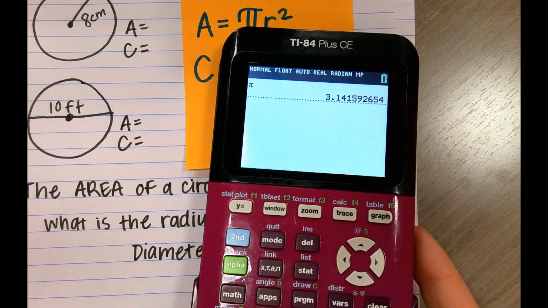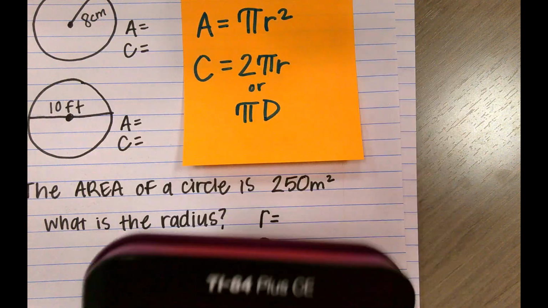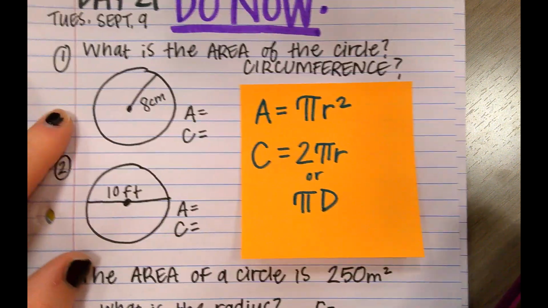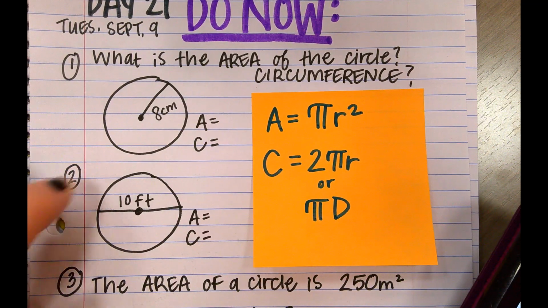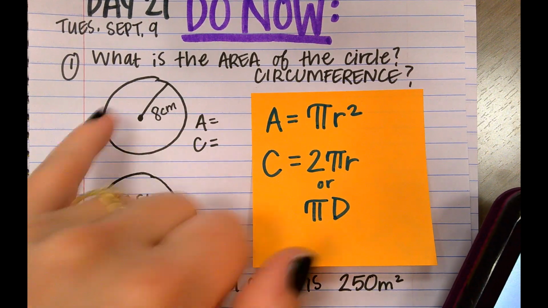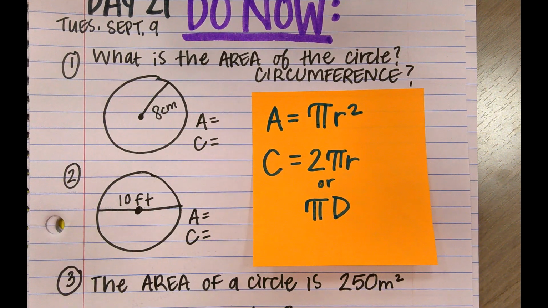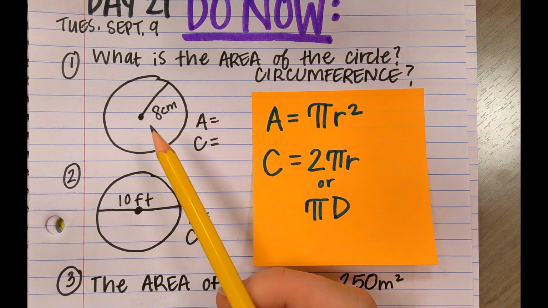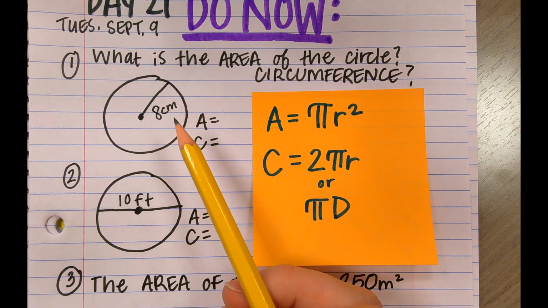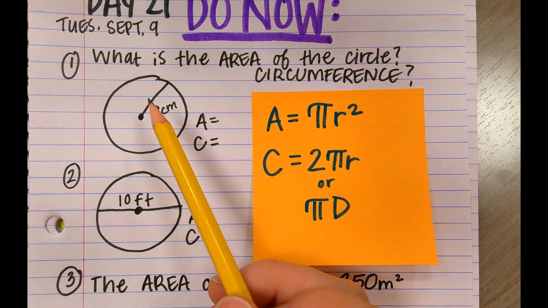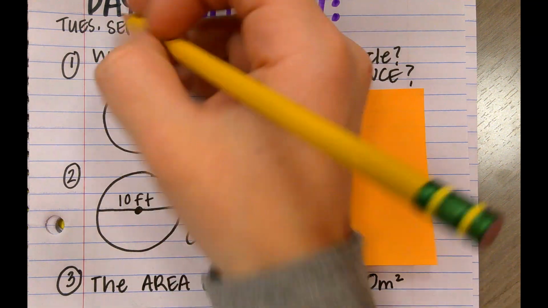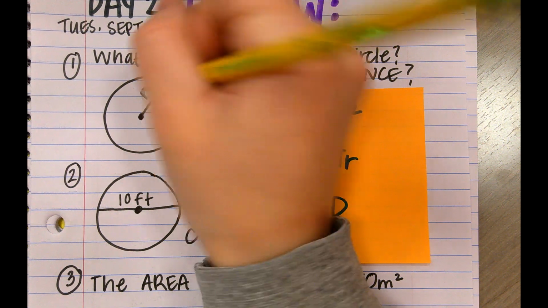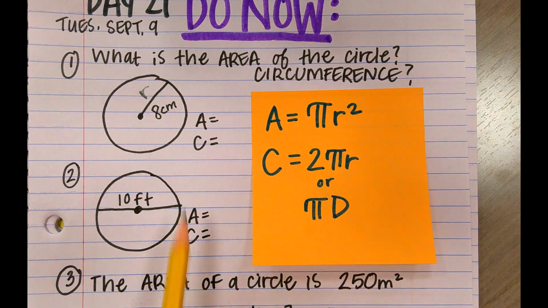Everybody got that? Good. Okay, so let's use that to find number one. First of all, I've got a circle here, and I have a measure of 8 centimeters. Is this measure a diameter or a radius? It's a radius. Good. It's just half. Half is the radius. It's always going to be the smaller one.